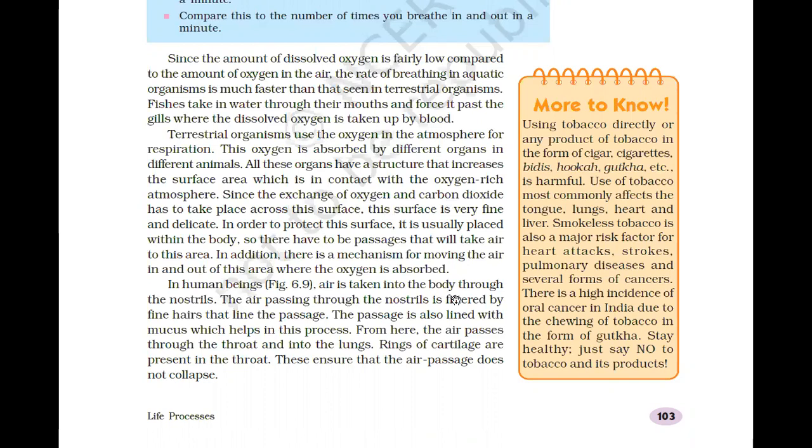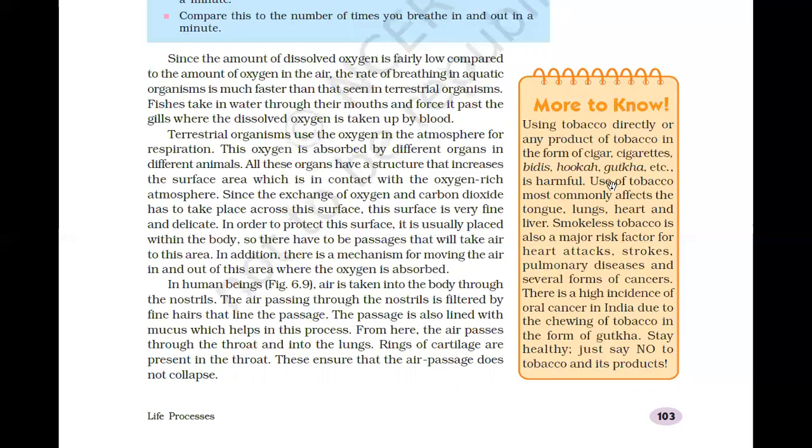The air passing through the nostrils is filtered by fine hairs that line the passage. The passage is also lined with mucus, which helps in this process. From here, the air passes through the throat and into the lungs. Rings of cartilage are present in the throat. These ensure that the air passage doesn't collapse.